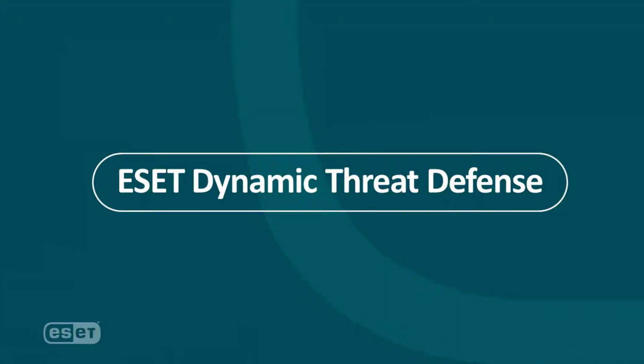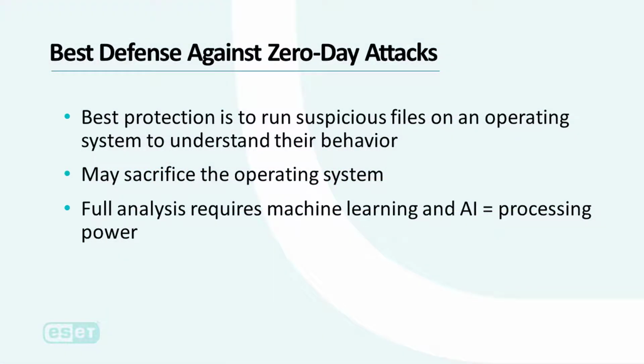Let's begin with an explanation of what ESET Dynamic Threat Defense does and why it is an important upgrade to your existing ESET products, especially if you are security conscious. The best way to identify a zero-day attack is to run a suspicious sample on a real system in order to understand the behavior of that sample. If the suspicious sample is, in fact, malicious, then the real system may ultimately be sacrificed when running the sample in order to determine the sample's true behavior.